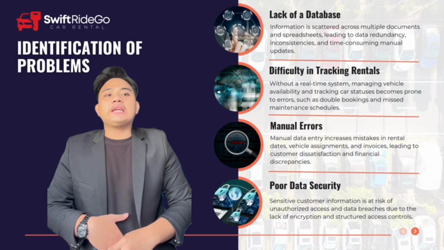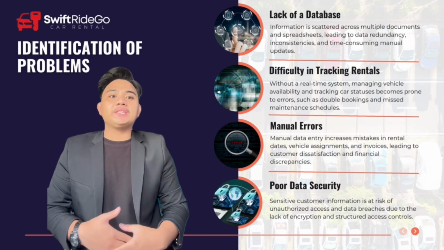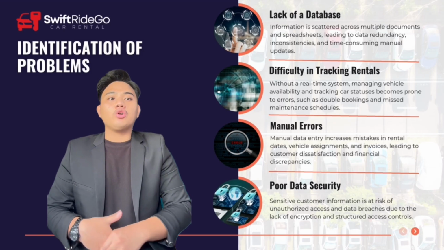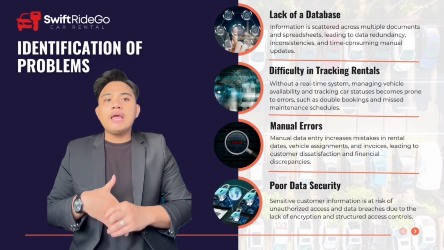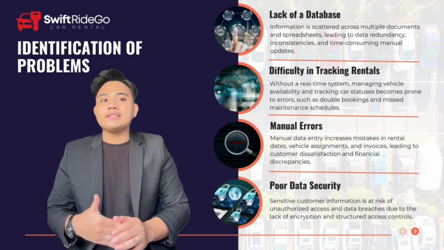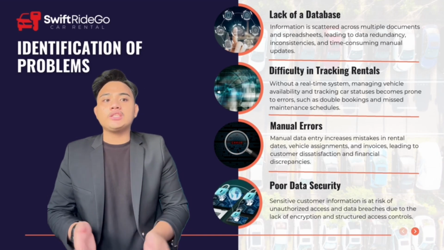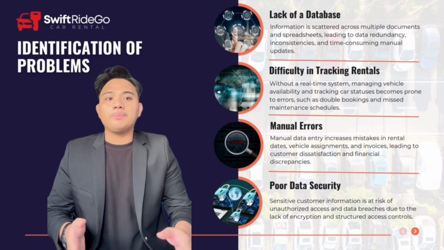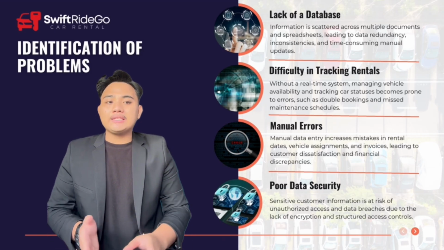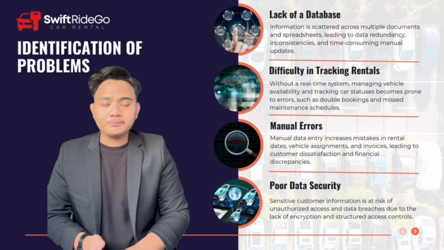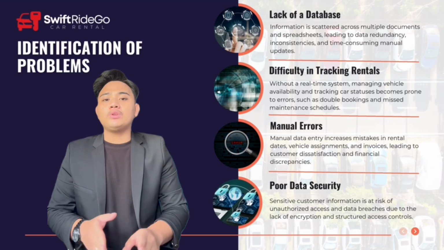Swift Right Go's primary challenge is the lack of a centralized database system. Information is scattered across multiple documents and spreadsheets, leading to redundancy and inconsistencies. For instance, customer details like name, contact information, rental history, etc. may exist in multiple files. Updating this manually is time-consuming and prone to error, making it difficult to maintain up-to-date records.